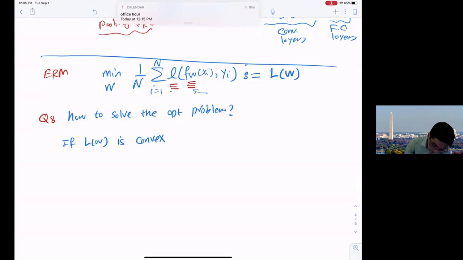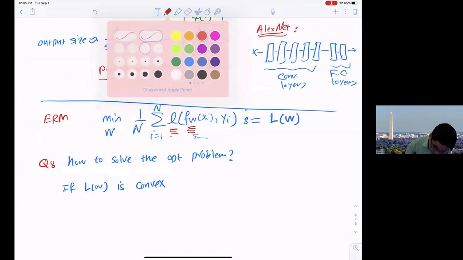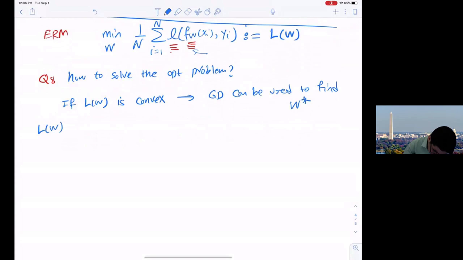I'm very happy because I know gradient descent or stochastic gradient descent can be used. Gradient descent can be used to find W star, which is my global optimizer. So I'll have L of W in that case, something like this. It is convex. So this is my W, this is my W star.